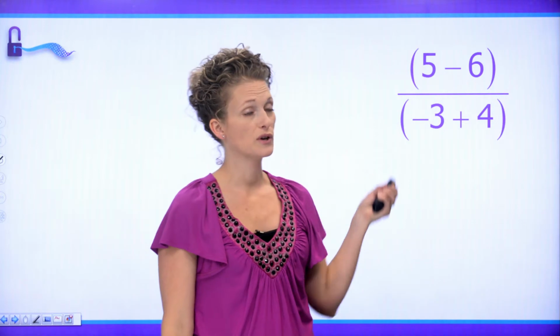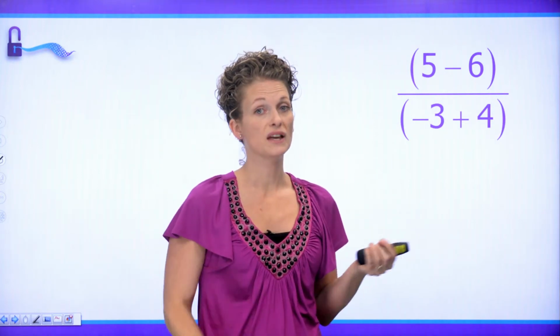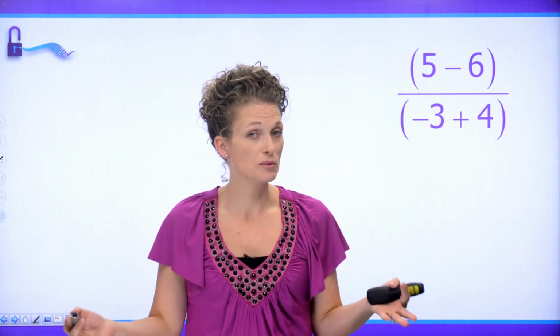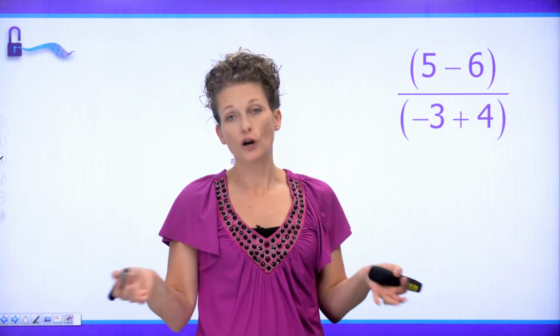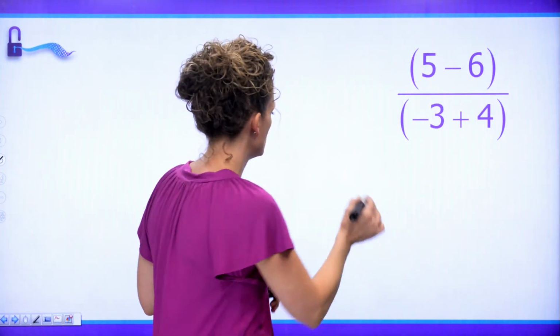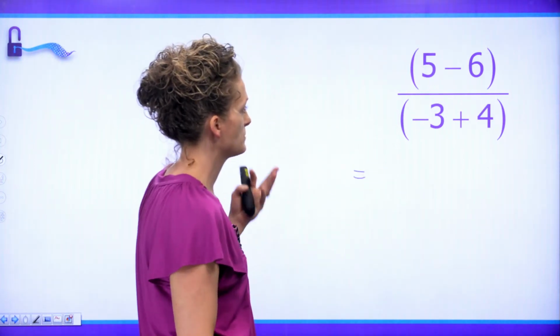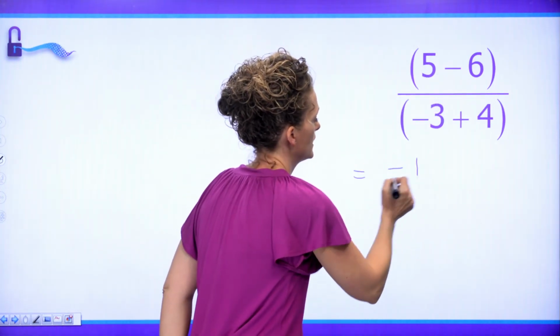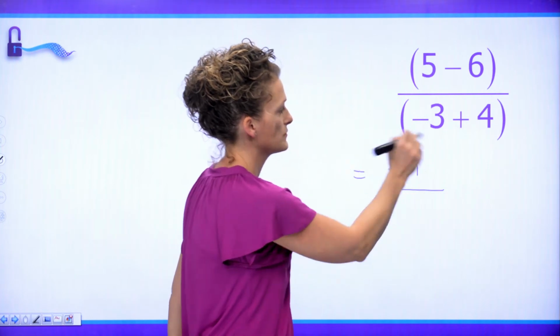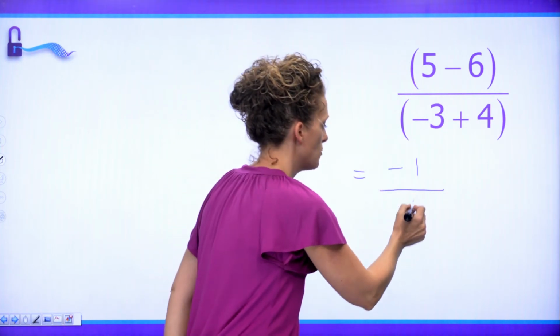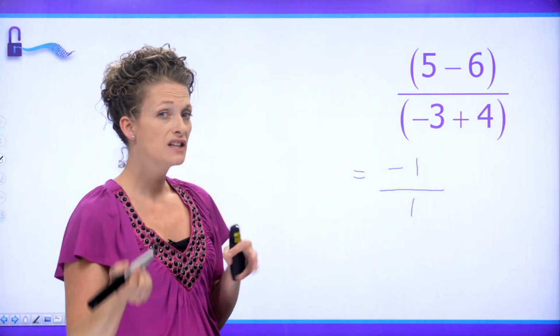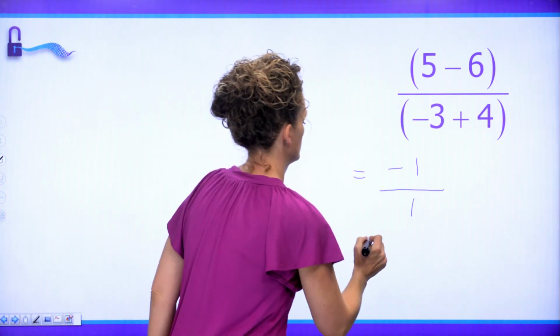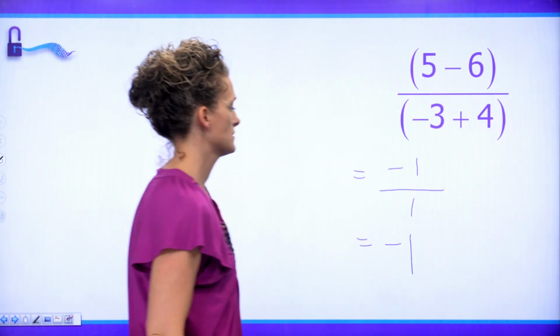Now here we have parentheses on top and parentheses on bottom. Does it matter which parentheses we do first? No, it absolutely doesn't. We can do the top, then the bottom, doesn't matter. So 5 subtract 6 is going to give us negative 1. And negative 3 plus 4 is going to give us positive 1. Negative 1 divided by 1 is going to give us negative 1.